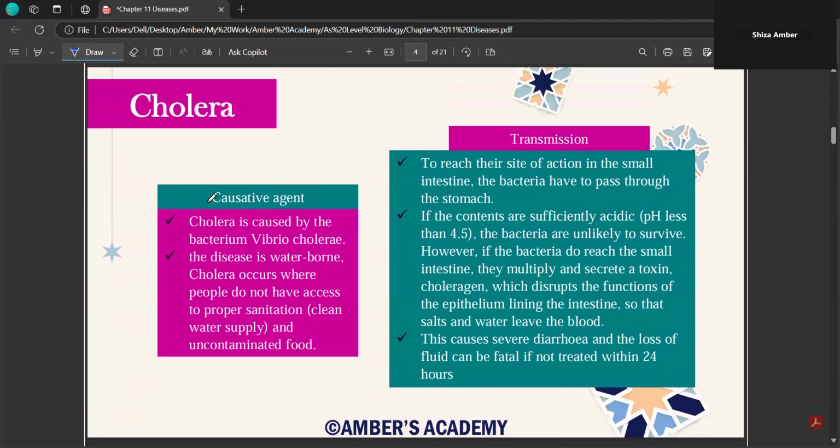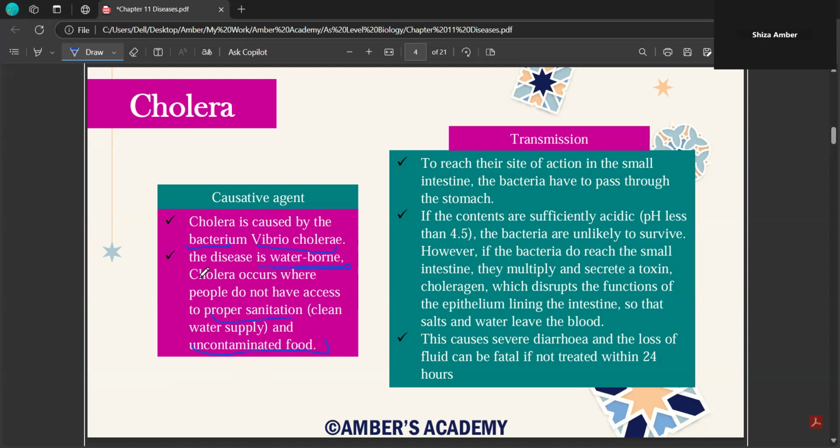So the first disease that we'll be studying is cholera. We already studied that cholera is caused by a bacterium, and the bacterium is Vibrio cholerae. And this disease is waterborne. So this is very important. You need to know how this disease is spread. It is a waterborne disease, and it usually occurs where people do not have access to proper sanitation, meaning a clean water supply, or they are consuming contaminated food. Either they are living in poor living conditions where they do not have clean water or they do not have access to clean food.